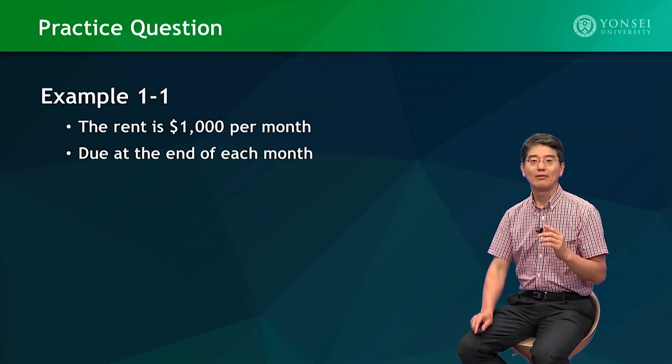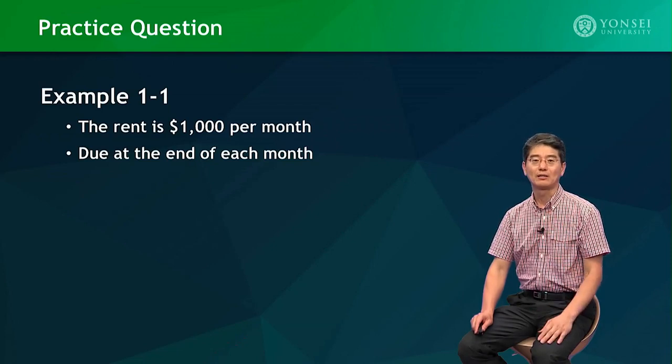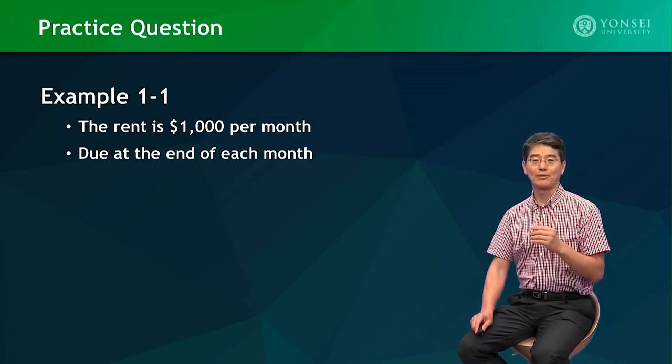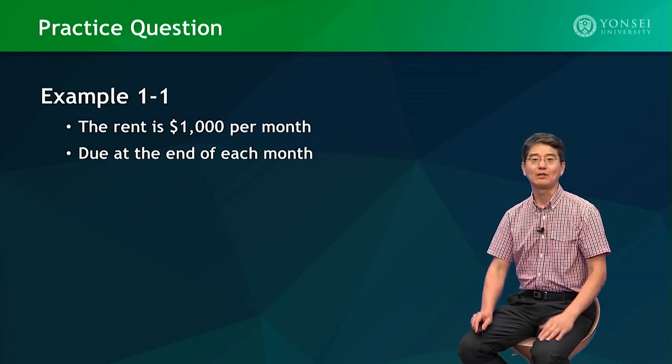Let's say the rent is $1,000 per month and the rent is due at the end of each month. Rent payment at the end of the month is unusual, but let's assume that for a moment. Later, we will see what happens to the value of a building if rent payment is made at the beginning of the month.